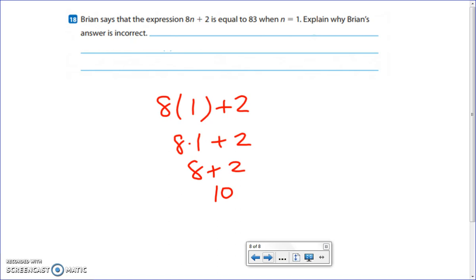And so when he says that it is equal to 83 when n is 1, it is very confusing because I'm not sure what he was doing. Brian, you're way, way off. Oh, I know what Brian was doing. Naughty Brian. He thought that 8n meant if you put the 1 in, that just makes the number 81, which is not really how variables work. So what he thought was 8 with a 1 behind it makes 81. That's not how it works, boys and girls. Then he added 2 to get 83. So it should really be 10, which is what we showed.